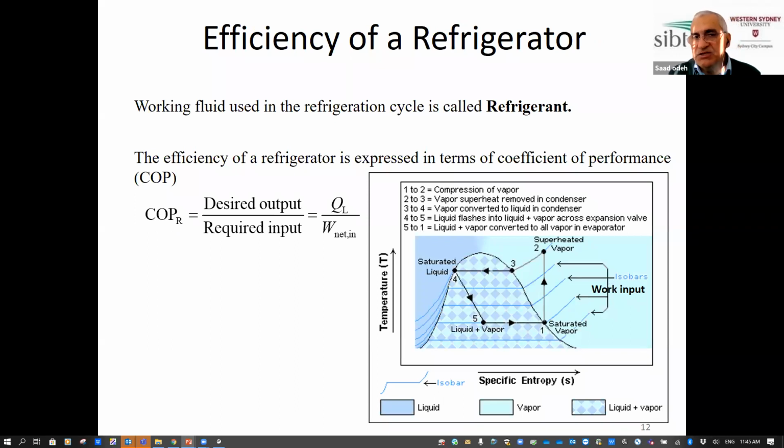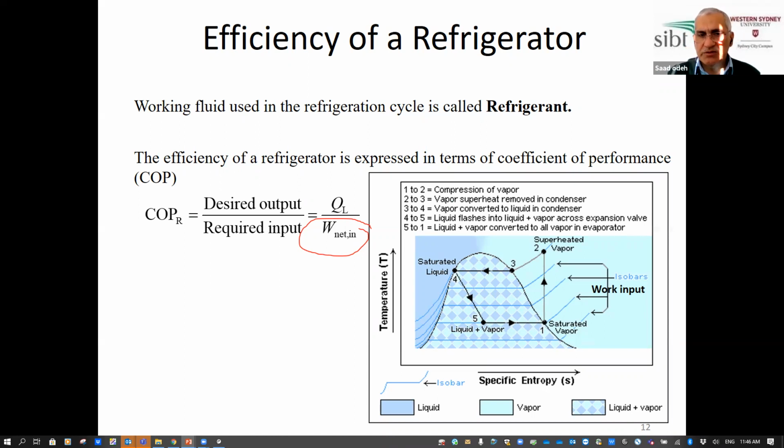So how do we find the efficiency of a refrigerator? It is something similar to the thermal efficiency of the engine, but the output is different, of course, because we don't produce work here, we actually consume work. So the required input you can see in the equation here is work input, because this is our input. The electricity is our input. We are consuming electricity, so we should put it as input, correct?